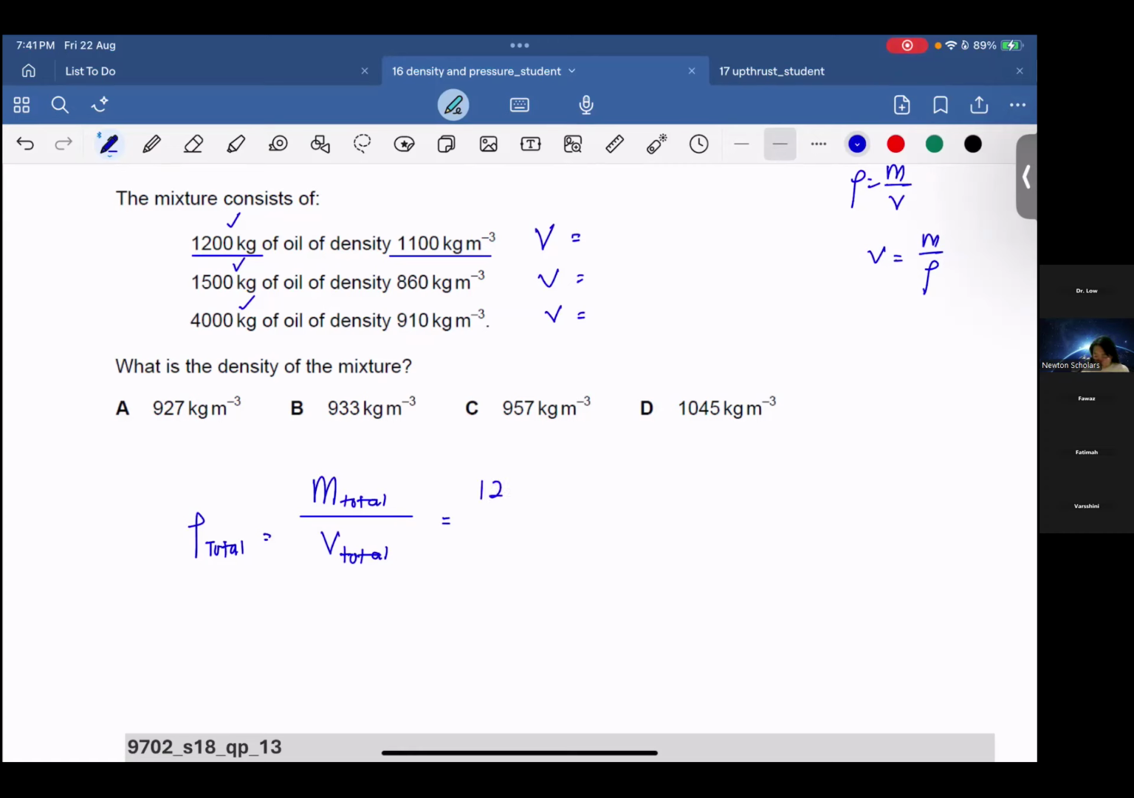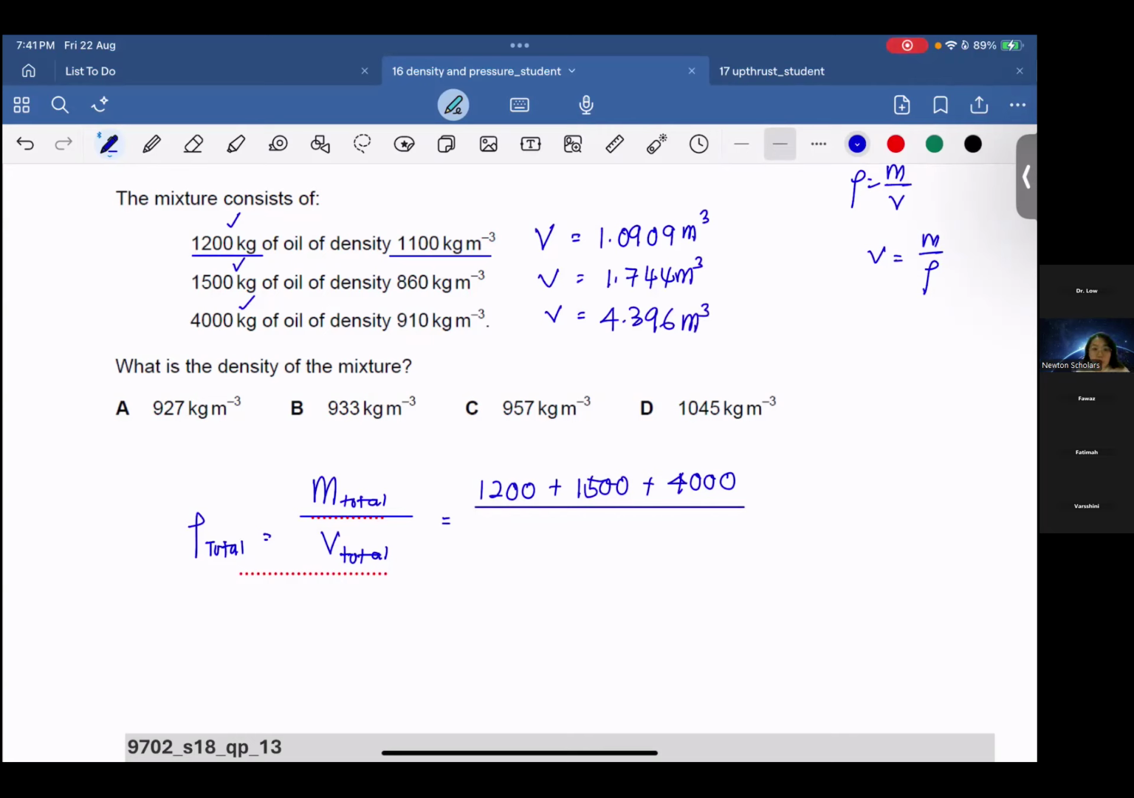So the total mass is added up together, 1,200 plus 1,500 plus 4,000. If I'm not mistaken, I get the final answer A, correct? So here, the V1 that I get is 1.0909 meter cube, this is 1.744 meter cube, and this is 4.396 meter cube. This is my calculation, then I get this answer.